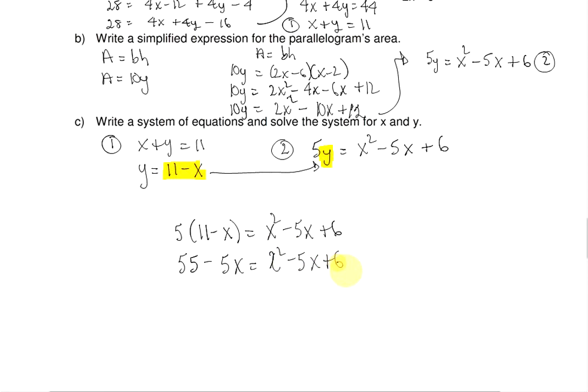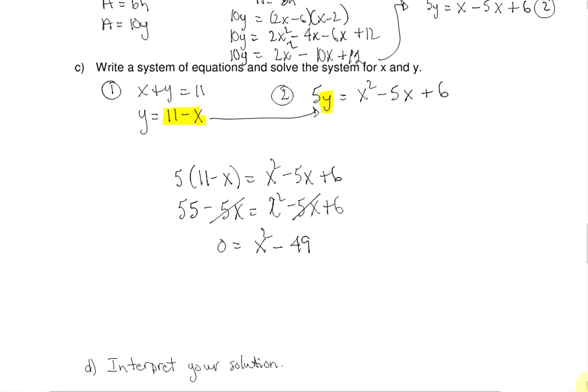Okay, and I notice I have a quadratic, so I will want to make everything equal to 0. Okay, so I've got x squared. Now notice I have negative 5x on both sides, so I can cancel those out. I'm going to bring my 55 over to the right. It becomes negative, and 6 minus 55 is minus 49. And I can now solve.